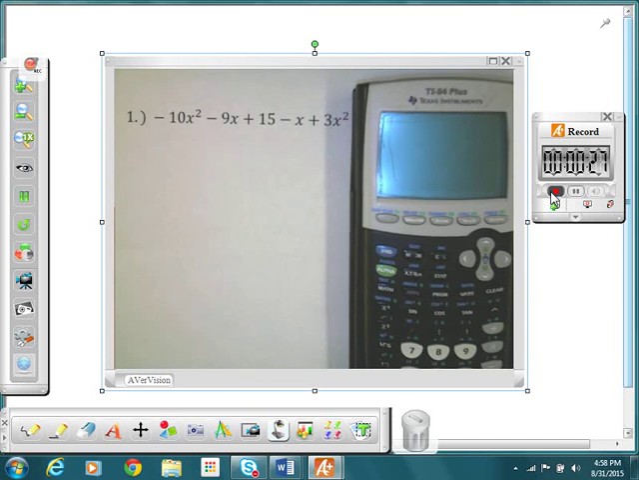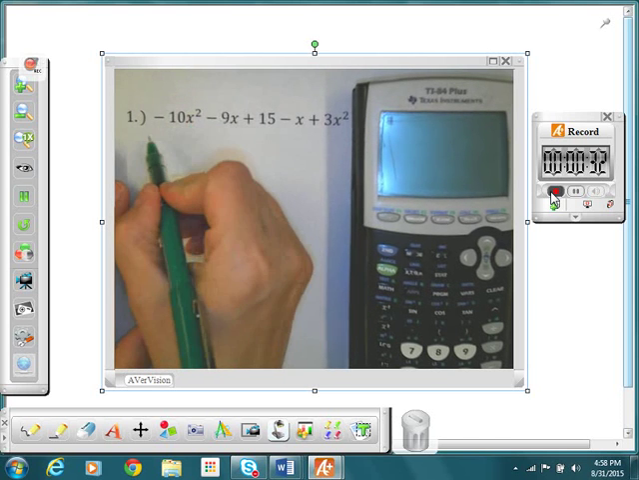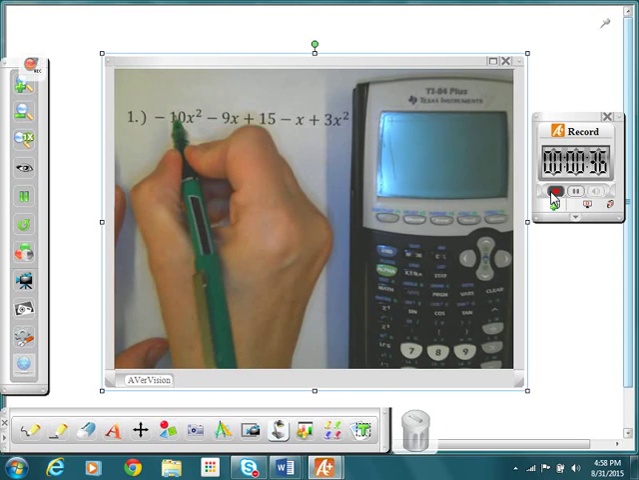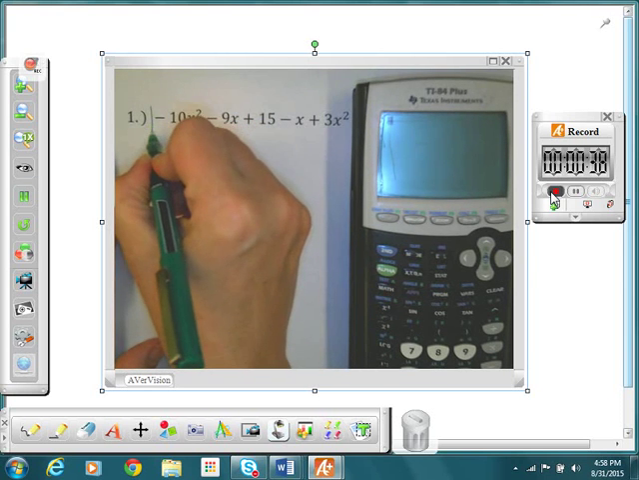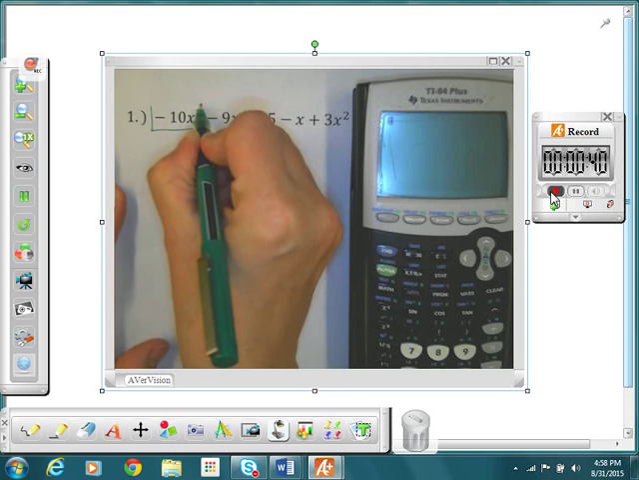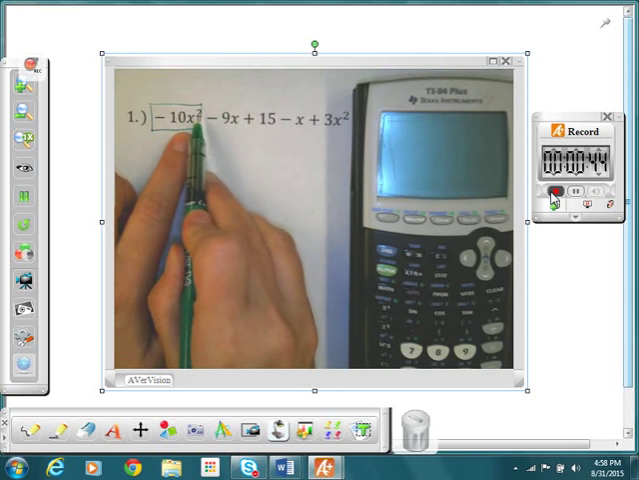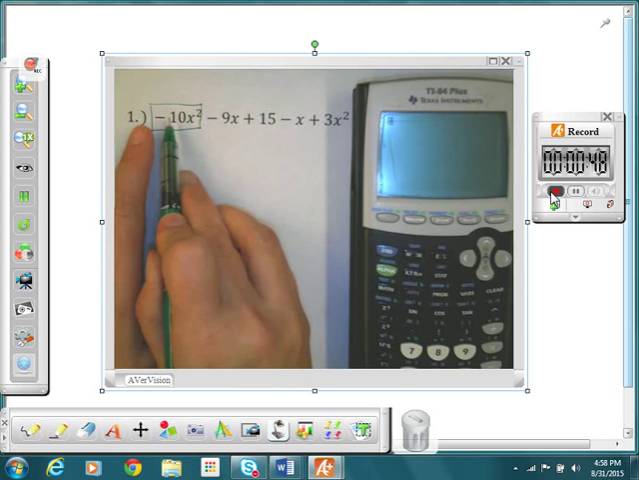Alright, combining like terms is really pretty simple. All you've got to do is start at the very beginning, just like you read. You're going to go from left to right. So what we've got first, I'm going to mark my like terms. If you will notice, negative 10x squared is my first term. So, I'm going to look for terms that match this term.